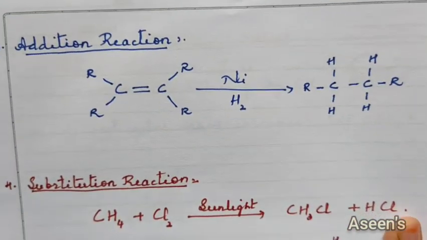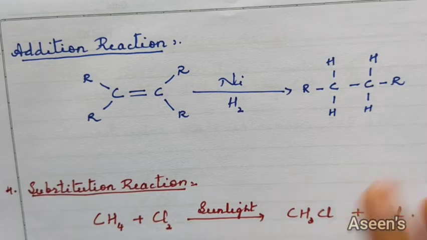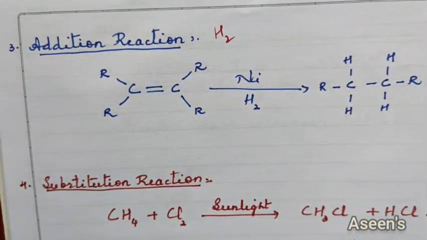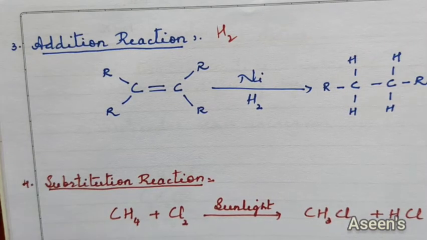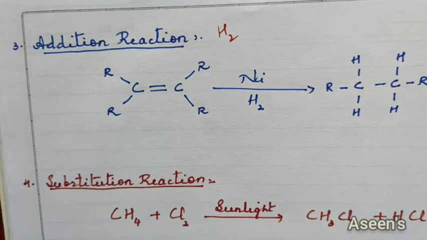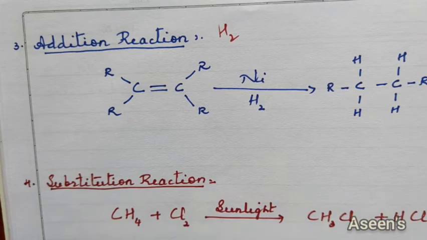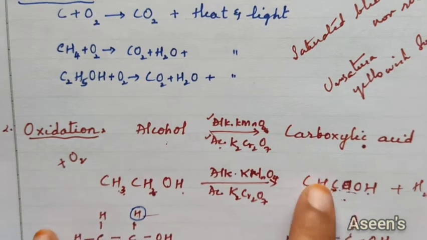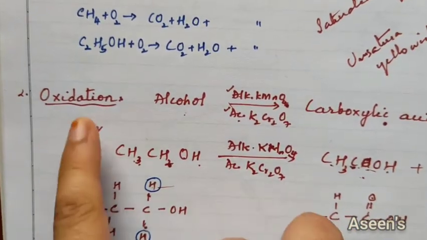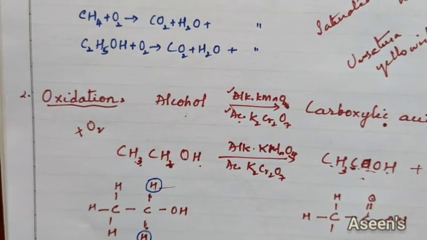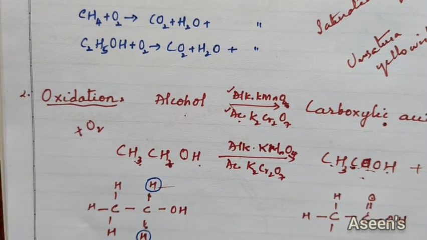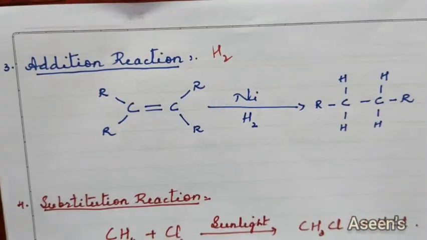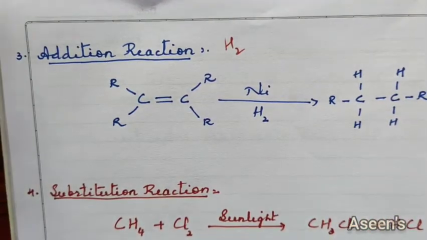Next comes addition reaction. Addition here refers to addition of hydrogen. So if you are giving hydrogen, then we call the reaction an addition reaction. If you are giving oxygen, we call it an oxidation reaction. In the case of oxidation, we have given oxygen but removed hydrogen, but we didn't take that into account. Since we were adding oxygen, we called it oxidation. Similarly, when you are adding hydrogen, we call it an addition reaction.